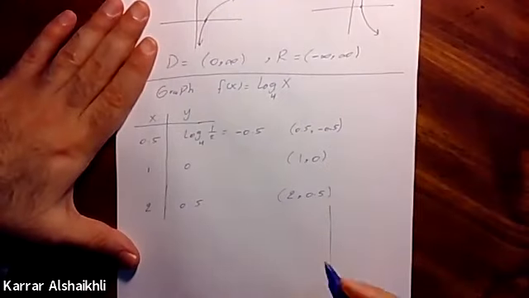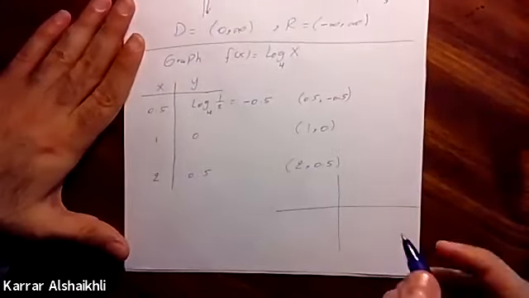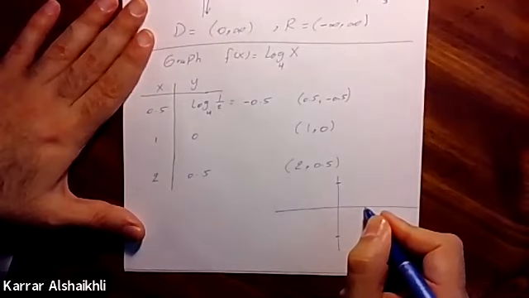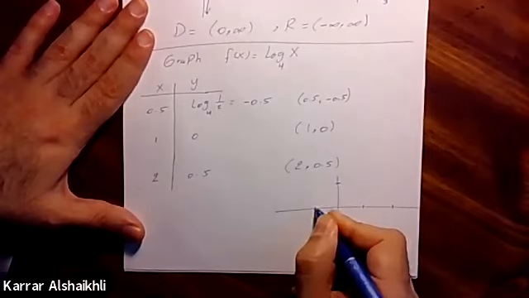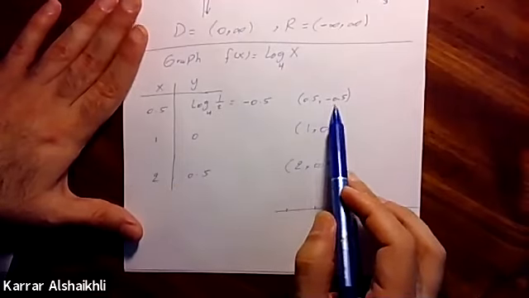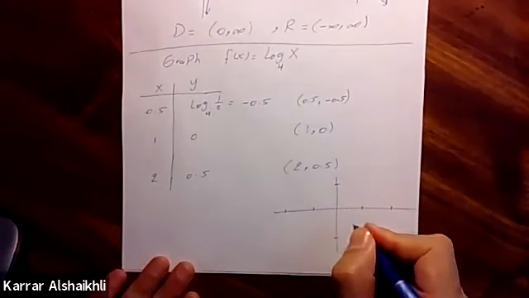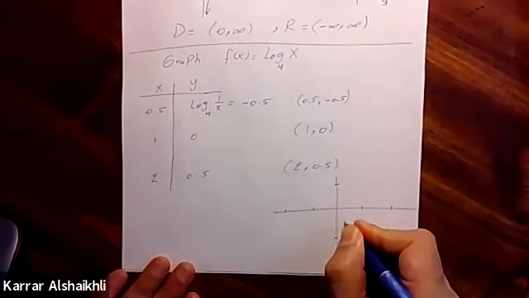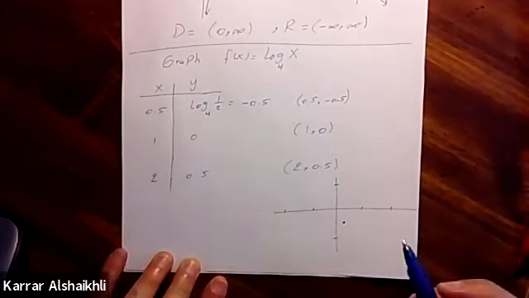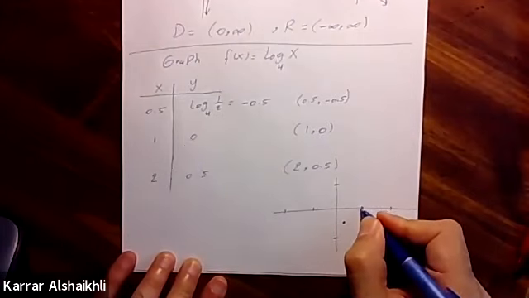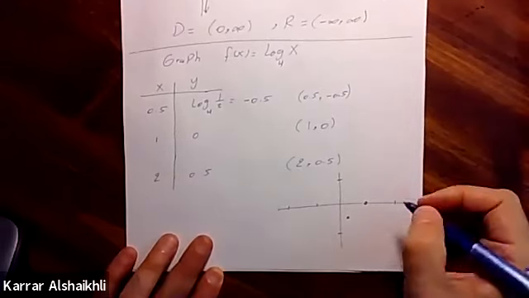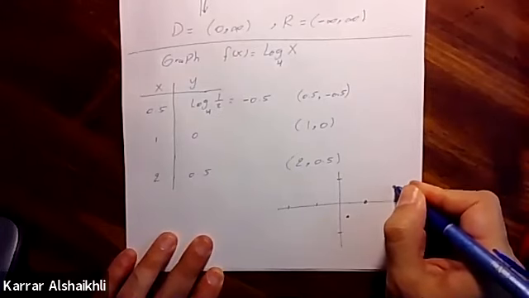So I'm going to do the graph here. This is 1, this is negative 1. 1, 2, negative 1, negative 2. So the first one, 0.5 and negative 0.5. That means here is 0.5 and here's negative 0.5. So it's going to be here. This is the first point. The second point, 1, 0. This is the 1, and 0 is going to be here. And the third point is going to be 2 and half. This is 1, 2 and half is going to be here.